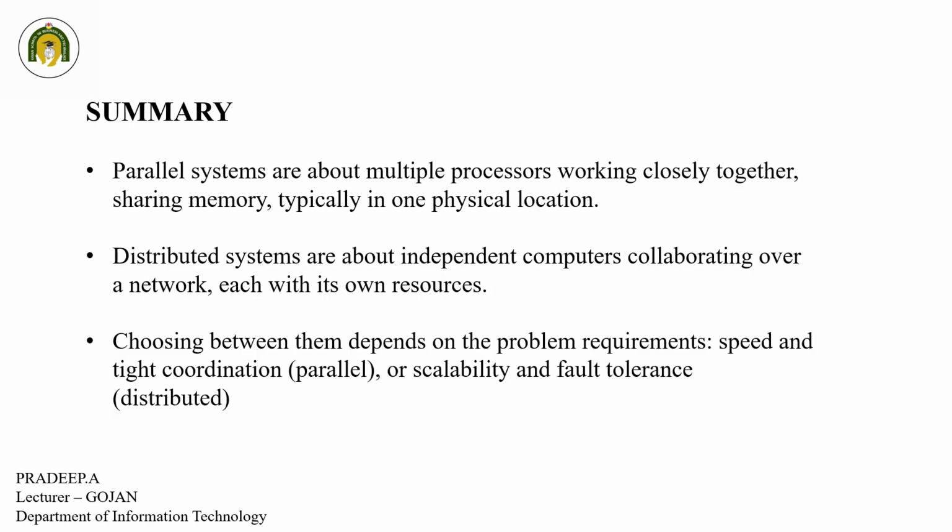So, we came to the summary of parallel systems and distributed systems. Parallel systems are about multiple processes working closely together, sharing memory, typically in one physical location. Distributed systems are about independent computers collaborating over a network, each with its own resources. Choosing between them depends on the problem's requirements: speed and tight coordination, parallel; or scalability and fault tolerance, distributed.